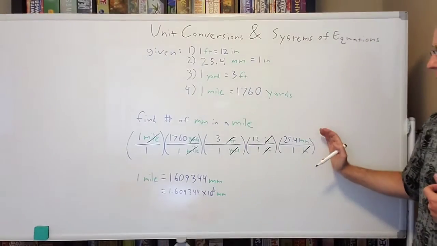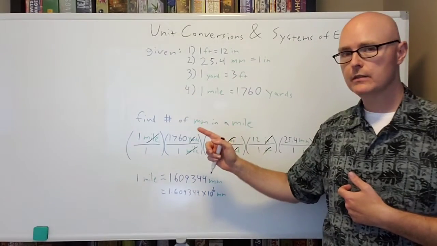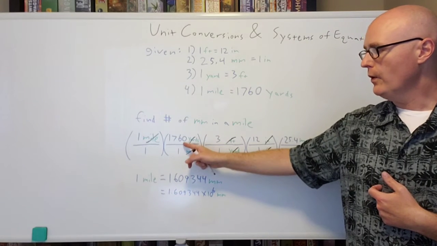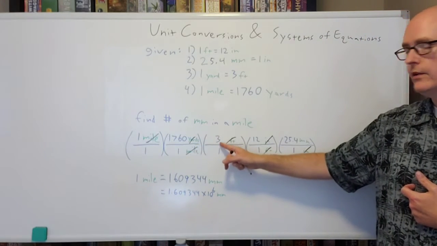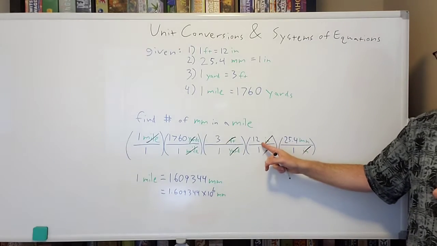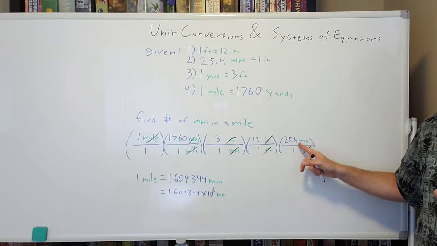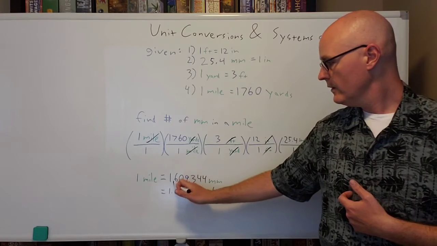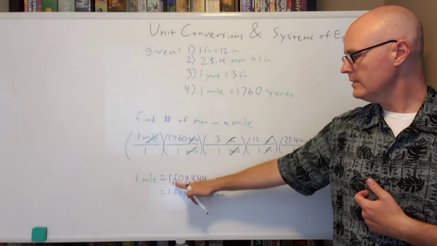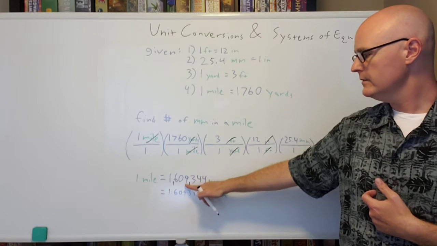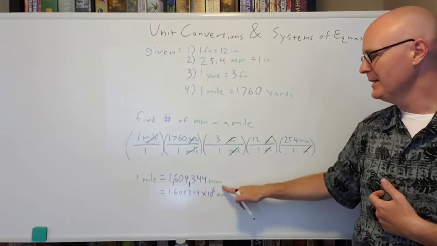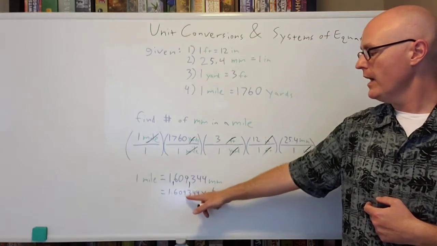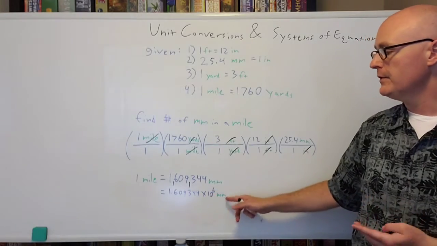And I have the number of millimeters in a mile is equal to 1 times 1760 times 3 times 12 times 25.4. All this equals 1,609,344 millimeters. This is also equal to 1.609344 times 10 to the 6 millimeters. Depends on how you want to express it.